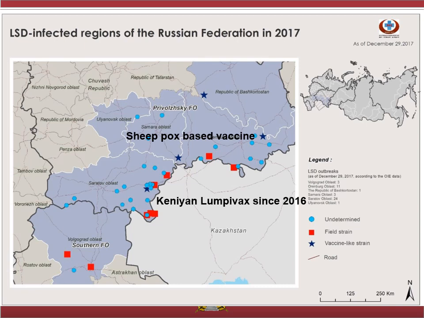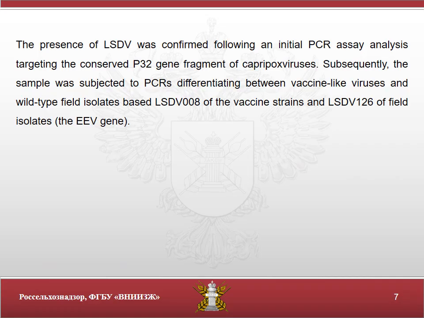So at the interface of the different vaccines, we detected Kenyan lumpy vaccine strain genetic signatures in outbreaks caused in the Russian regions. The presence of lumpy skin disease virus was confirmed following an initial PCR-RT analysis targeting the conserved P32 gene fragment of capripoxviruses. Subsequently, the sample was subjected to different PCR assays, differentiating between vaccine-like viruses and wild-type field isolates, based on open reading frame 8 of the vaccine strains and open reading frame 1 to 6 of field isolates.